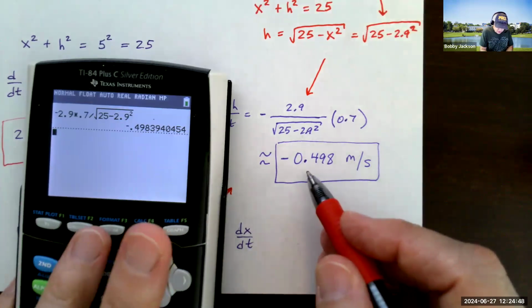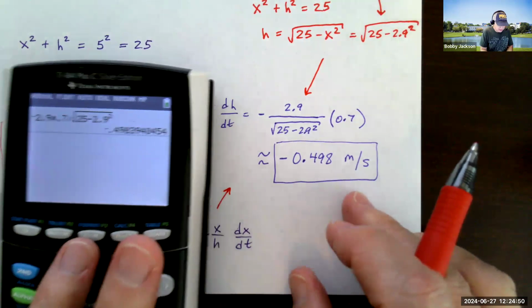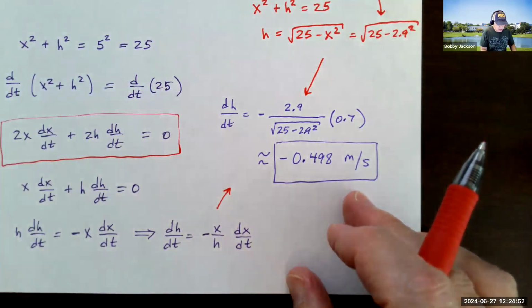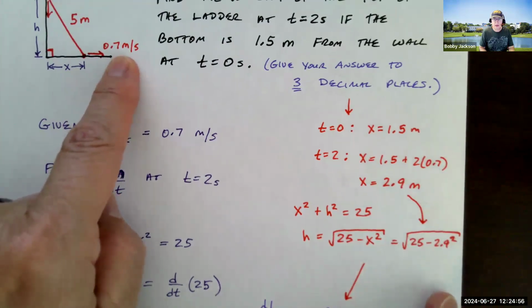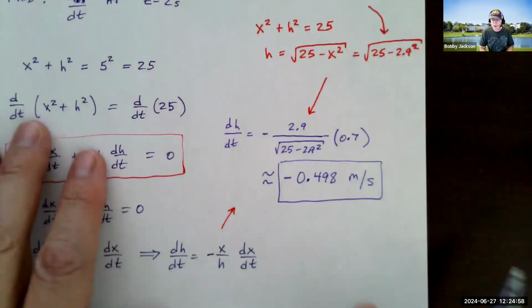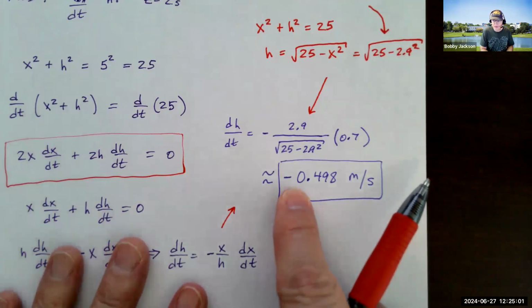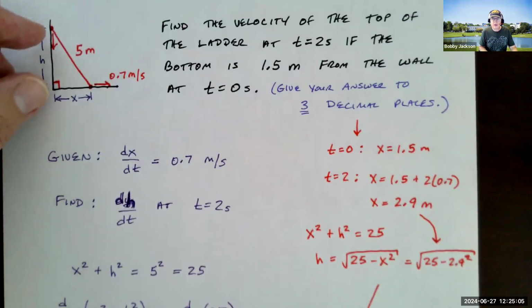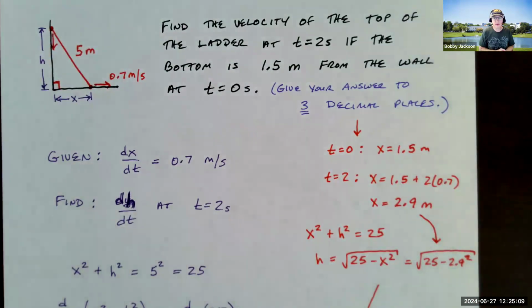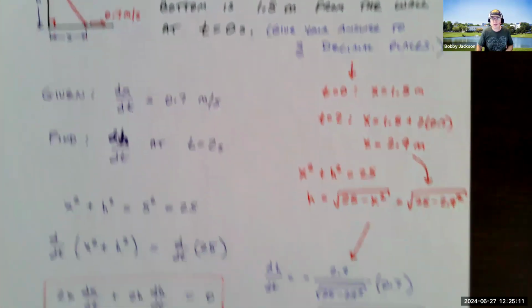Now, of course, the units are meters per second, right? Because that's the rate of change of the height of the ladder, and the original rate of change for the bottom of the ladder was given in terms of meters per second. But why is it negative? Does that make sense? Well, yeah, it does, because the value of h is getting smaller. It's decreasing, and therefore our derivative is negative. Okay, so that makes sense.